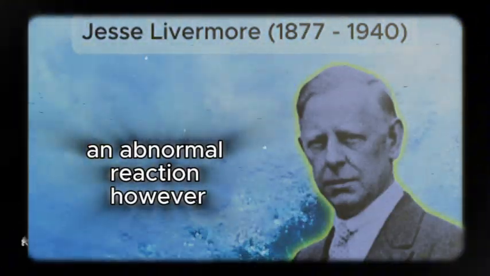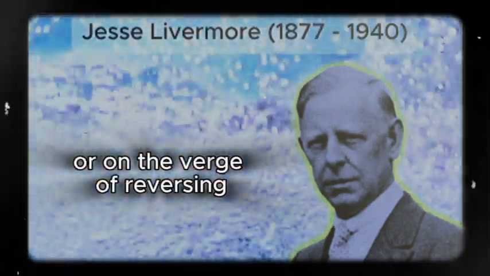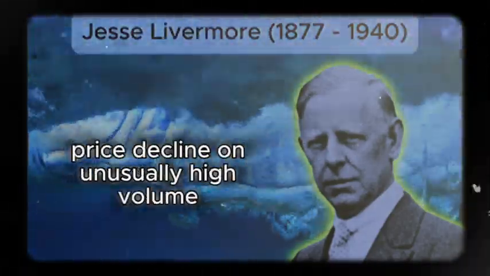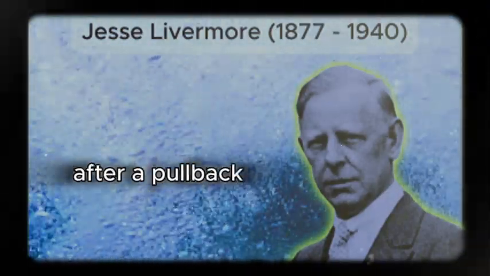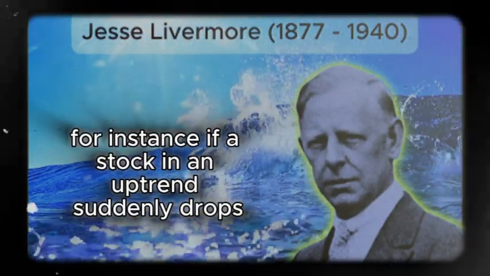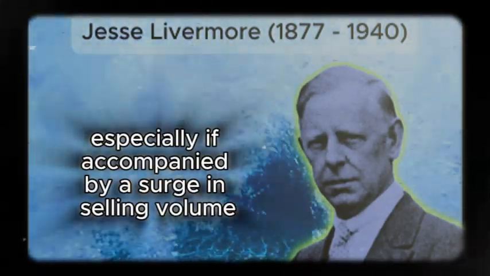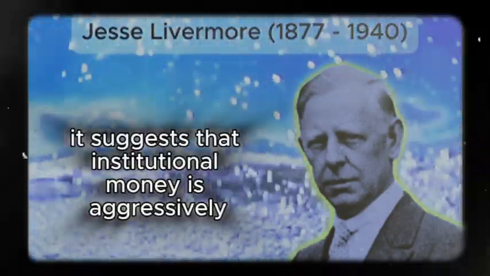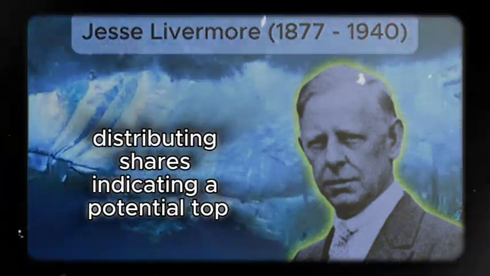An abnormal reaction, however, is a significant warning sign that the trend may be weakening or on the verge of reversing. This is characterized by a sharp, often substantial price decline on unusually high volume, or a failure of the price to recover quickly after a pullback. For instance, if a stock in an uptrend suddenly drops 8 to 10% or more in a single day, especially if accompanied by a surge in selling volume, this is an abnormal reaction. It suggests that institutional money is aggressively distributing shares, indicating a potential top.